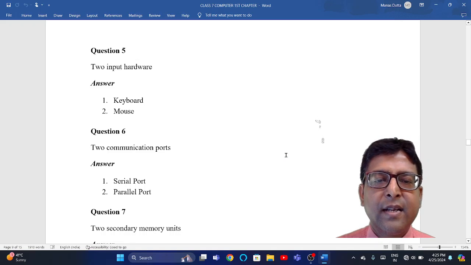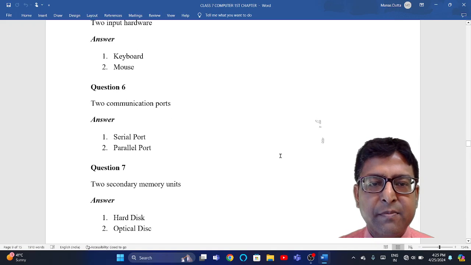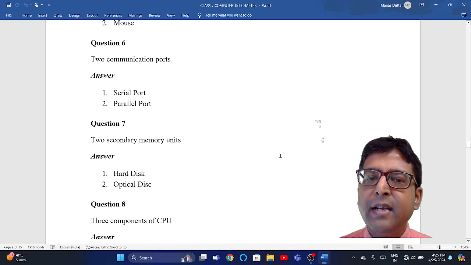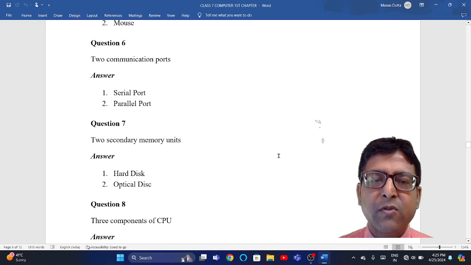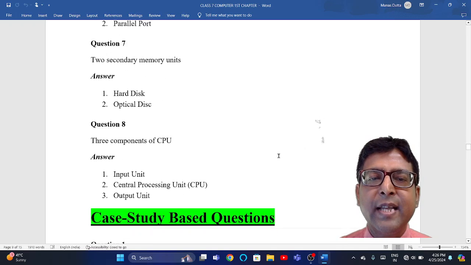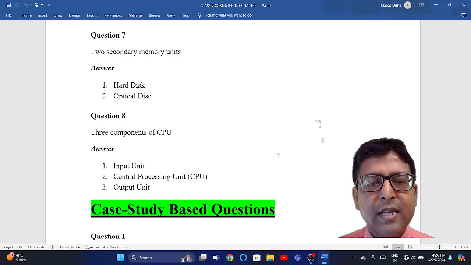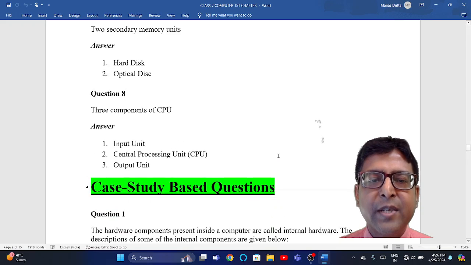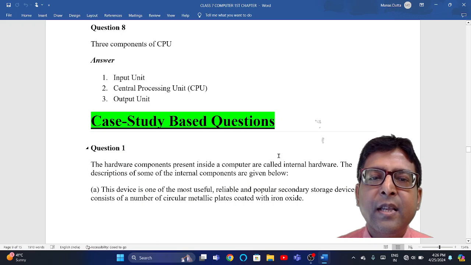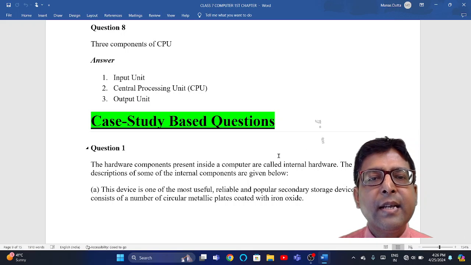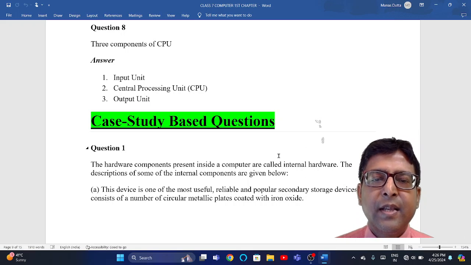Question 6, two communication ports. Answer: serial port and parallel port. Question 7, two secondary memory units. Answer: hard disk and optical disk. Question 8, three components of CPU. Answer: input unit, central processing unit and output unit.